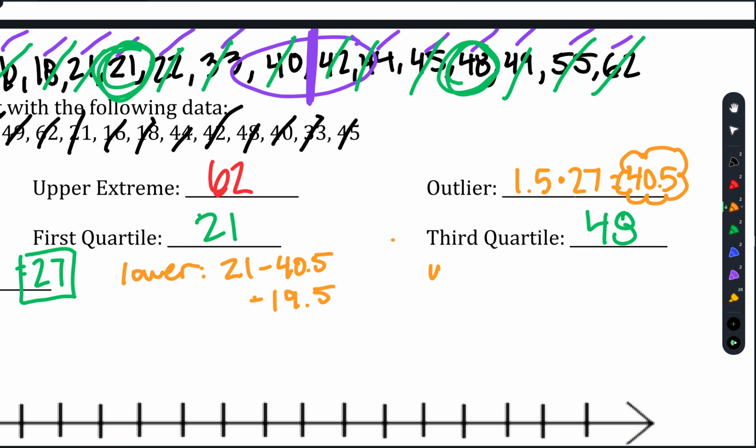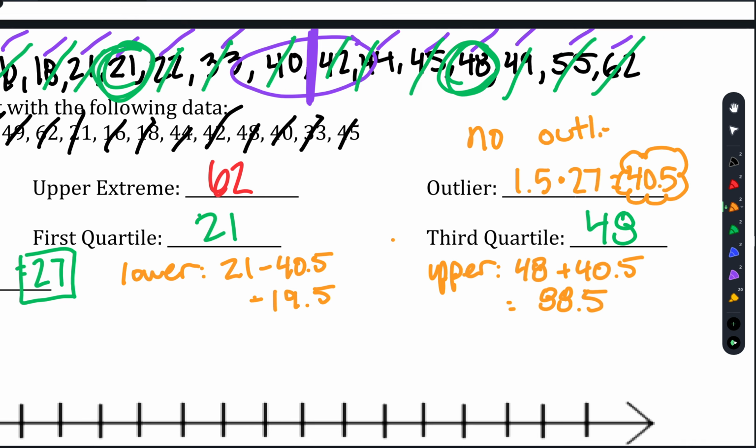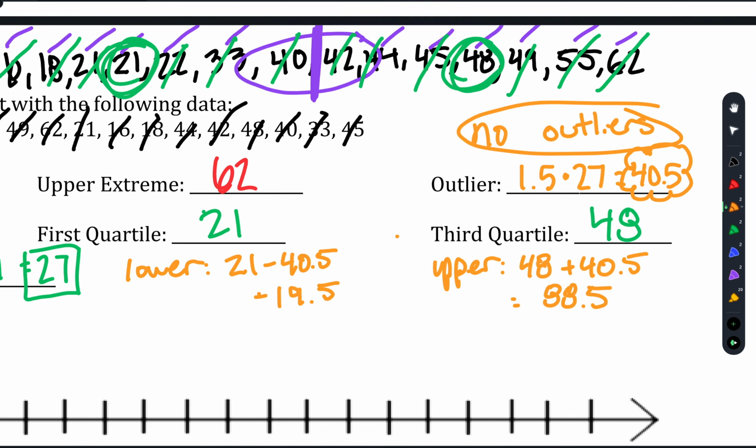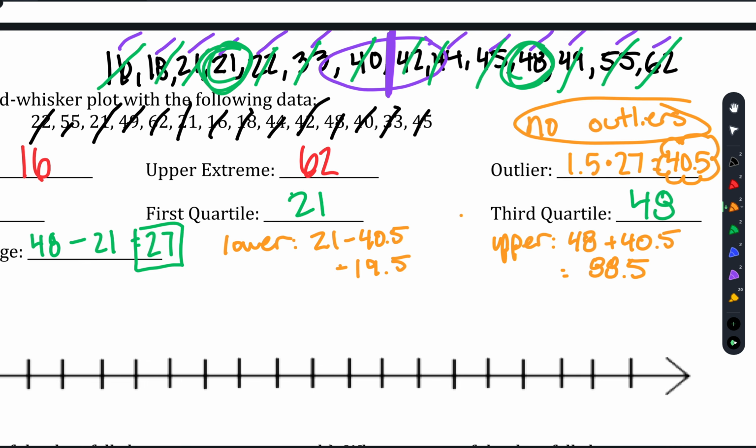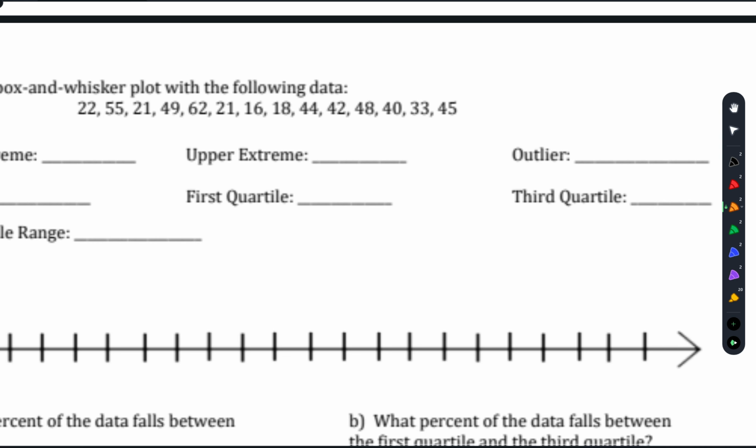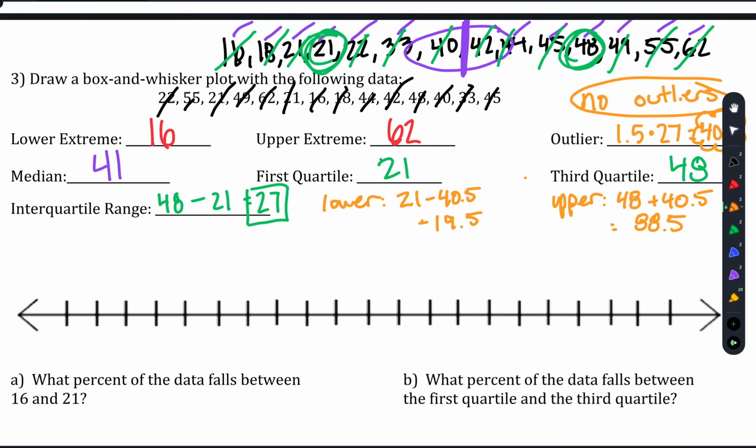Then I go to my upper limit. I cannot be more than 40.5 away from my third quartile, which is 48. So 48 plus 40.5 gets me 88.5. Do I have any values that are greater than 88.5? My largest value was a 62, so no, which means I have no outliers in this problem. Does everybody understand the outliers, what I'm talking about here? Okay. Now that we know we have no outliers, I'm going to graph this like normal, and then I should be able to answer those questions.